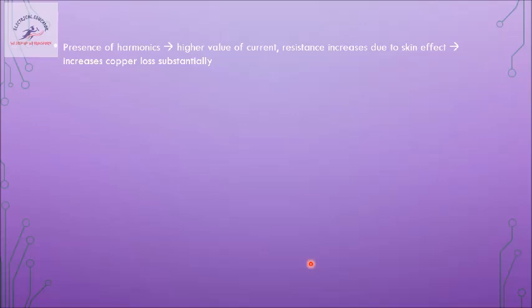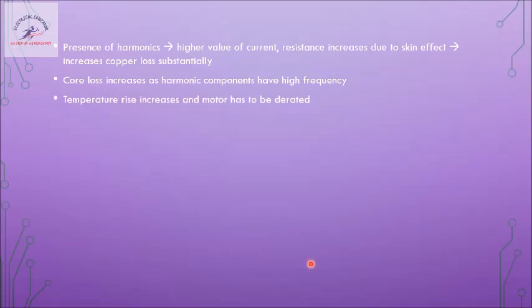Now these harmonic currents or voltages will have higher frequency, and whenever frequency is high, the core loss, that is the iron loss, which is frequency dependent, the eddy current and hysteresis loss, will also become high. So along with the copper loss, the core loss will also increase. Now what happens when the current is high? The temperature rise increases.